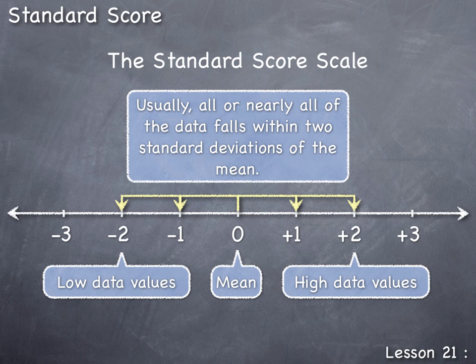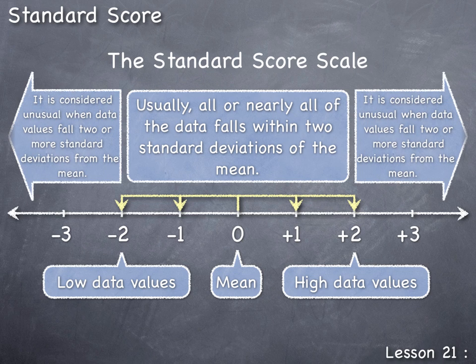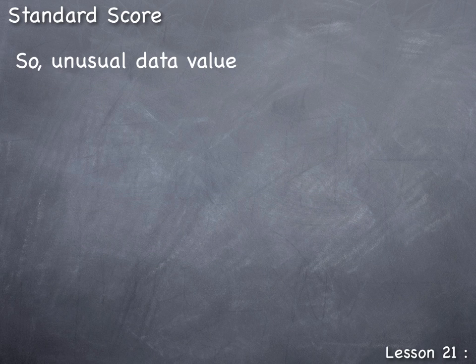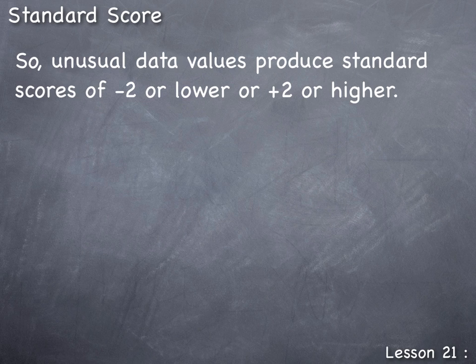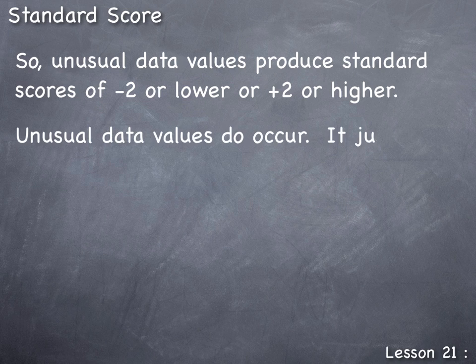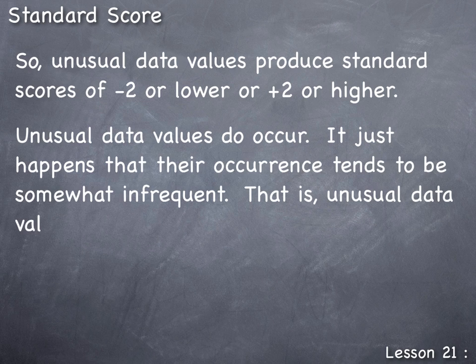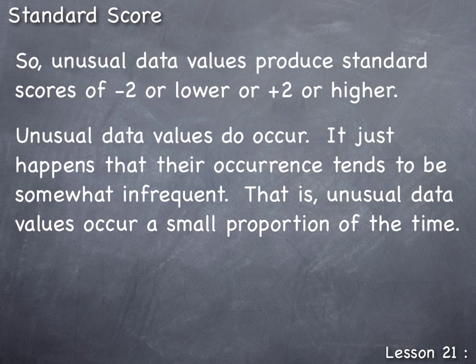So if we do observe a data value with a standard score falling outside of the +2 and -2 on the standard score scale, we interpret that as an unusual result. So in statistics, it is considered unusual whenever data values fall 2 or more standard deviations from the mean. So unusual data values produce standard scores of -2 or lower, or +2 or higher. Unusual data values do occur. It just happens that their occurrence tends to be somewhat infrequent. That is, unusual data values occur a small proportion of the time.